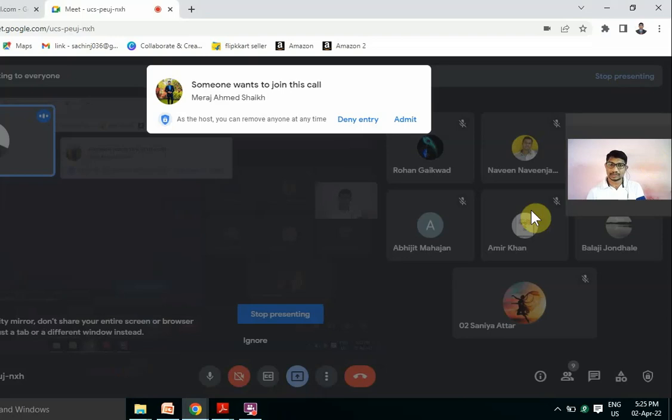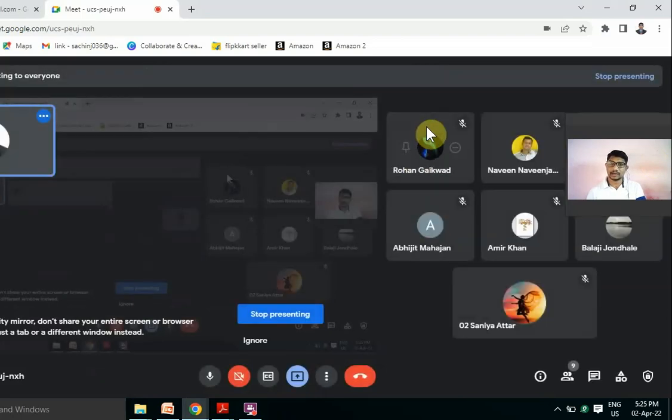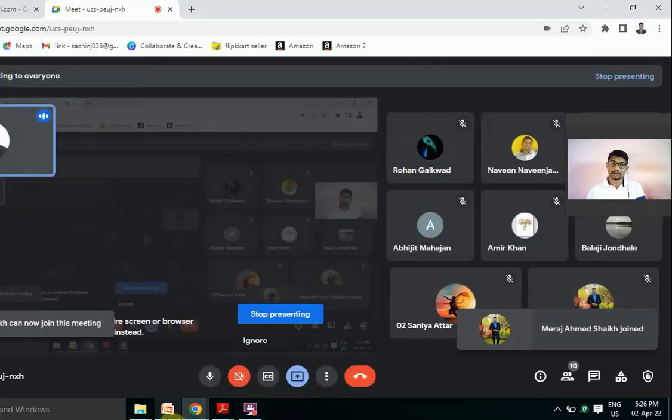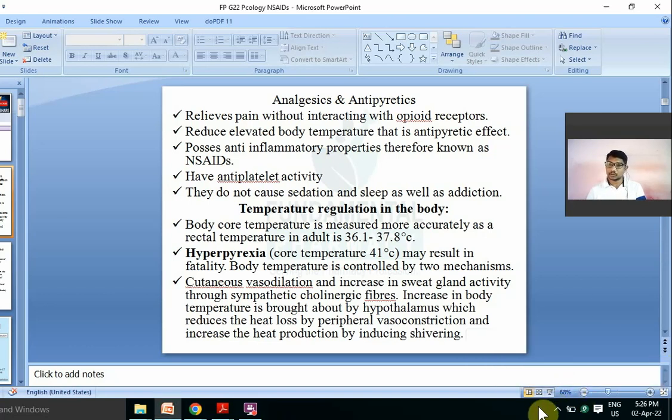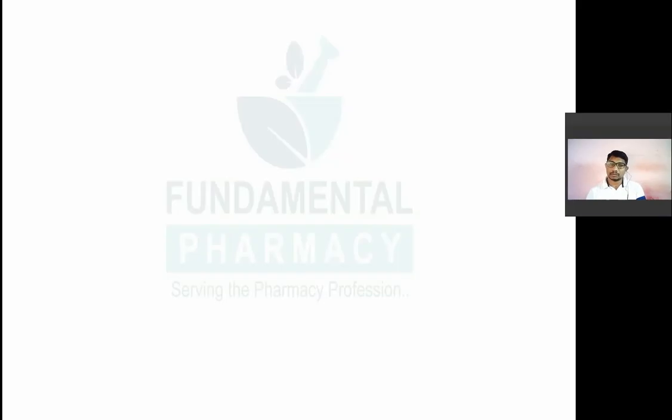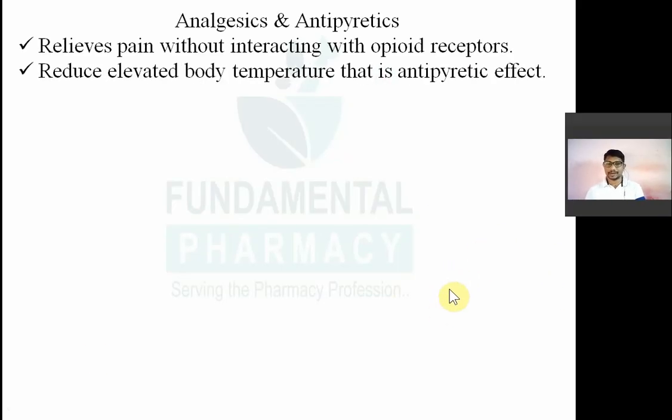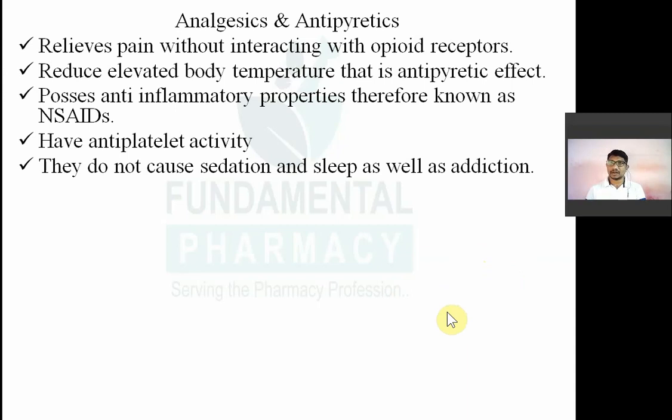Now what is the aim? Your aim should be to shift that temperature regulating center towards the negative side, so that your body temperature will be normal, and that is done by a few drugs, those which can shift the temperature regulating center to normal. And there are two mechanisms: the first one is central and the second one is cutaneous, that is, peripheral. Because of peripheral cutaneous vasodilation, your heat will be lost, and due to increased activity of your sweat gland, again heat will be lost.